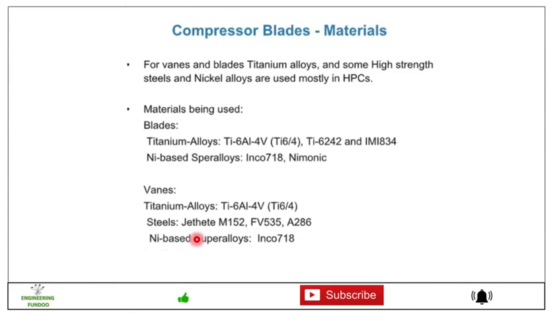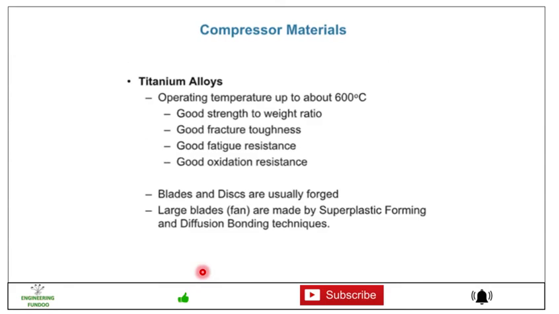Then compressor blade materials for vanes and blades: titanium alloys and some high strength steels and nickel alloys are used, mostly in HPCs. The material used in the blades is titanium alloy or nickel based alloys, whereas titanium alloys and steel and nickel based super alloys are also used. Friends, here some of the materials are mentioned.